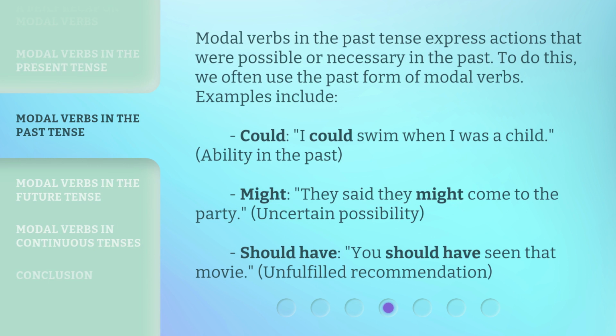Modal verbs in the past tense express actions that were possible or necessary in the past. To do this, we often use the past form of modal verbs. Examples include could: I could swim when I was a child. Ability in the past. Might: they said they might come to the party. Uncertain possibility. Should have: you should have seen that movie. Unfulfilled recommendation.